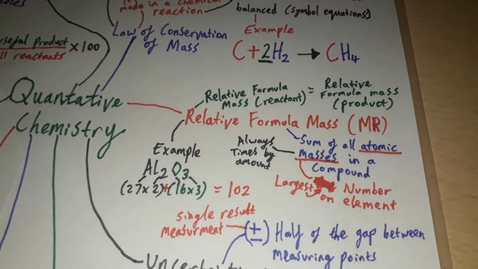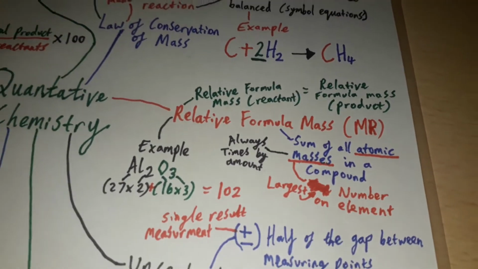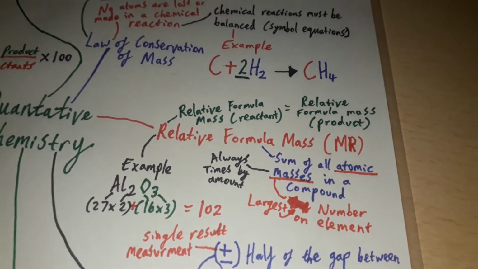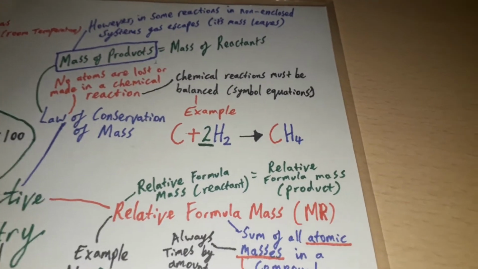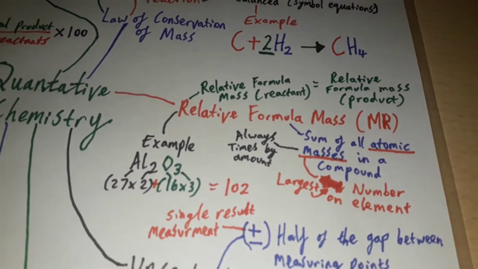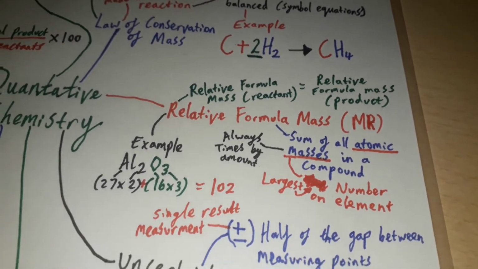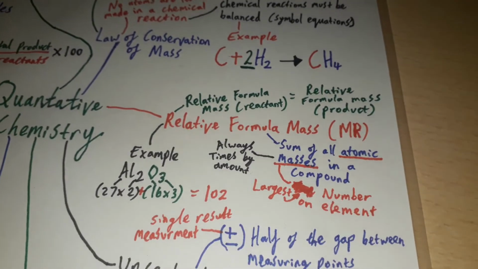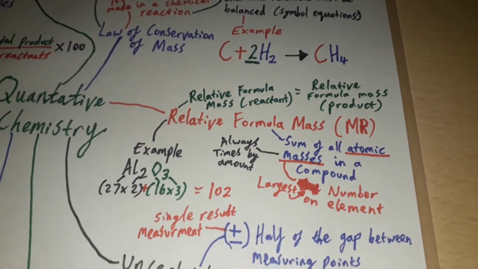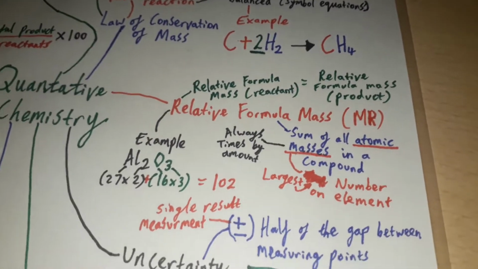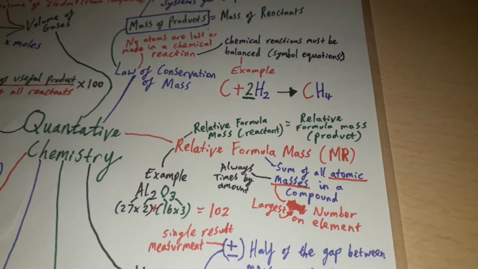So next, let's look at relative formula mass, also known as Mr, or relative atomic mass. Relative formula mass of the reactant equals the relative formula mass of the product, meaning it stays the same in a similar way to normal mass, regular mass. So the sum of all atomic masses in a compound. So that means if you add together all the atomic masses of the numbers, you will get it. And the atomic mass is represented by the largest number on the element. And we always times the atomic masses by the amount of the substance that there is. So if there's this many of an element, we'll times it by that much.